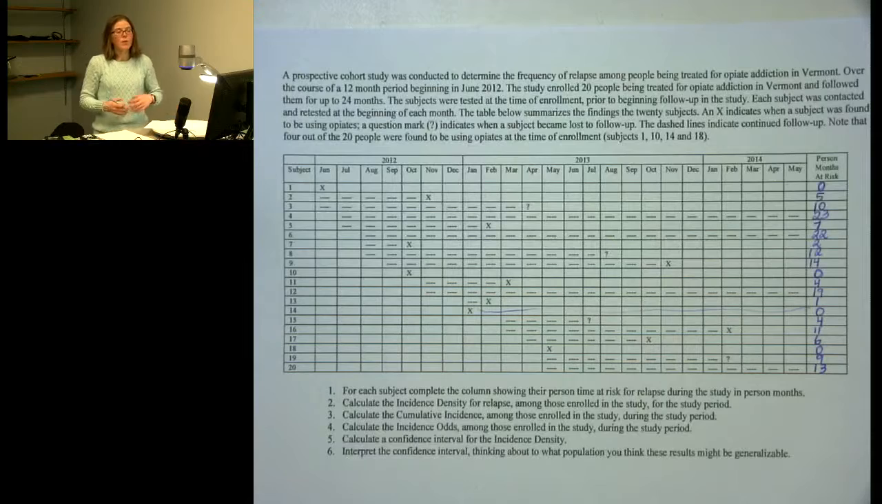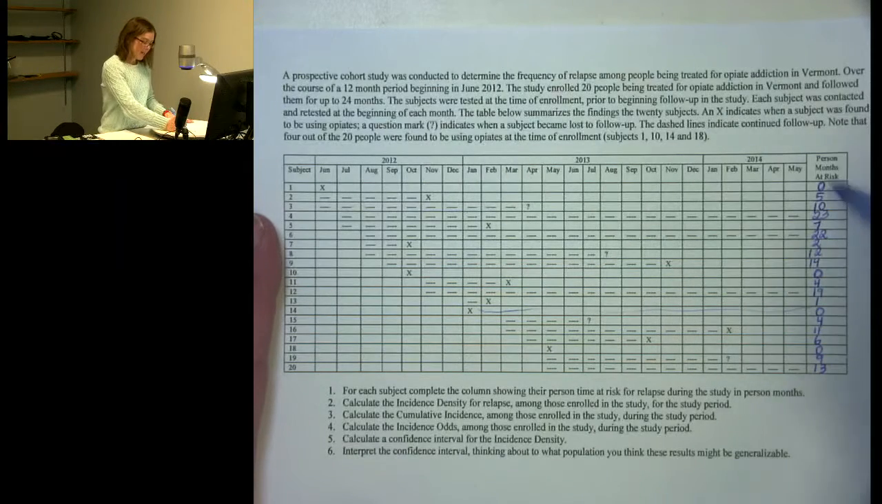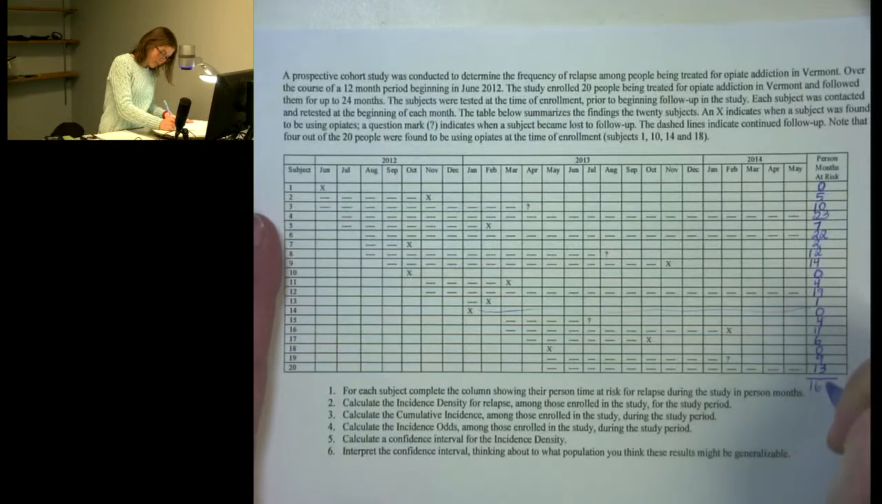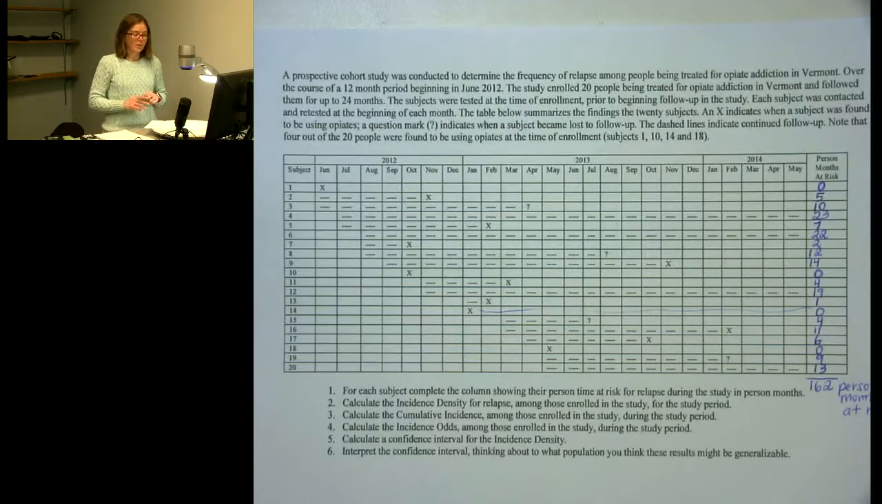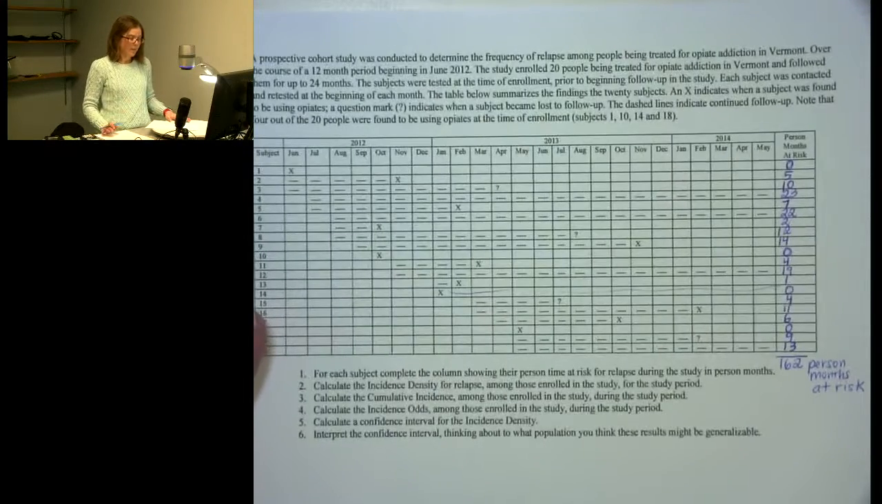So if I want to figure out the total amount of person time that I followed people while they were at risk, I add up all the numbers in this column, and I get a total of 162 person months at risk. So that's the first thing we needed to figure out.